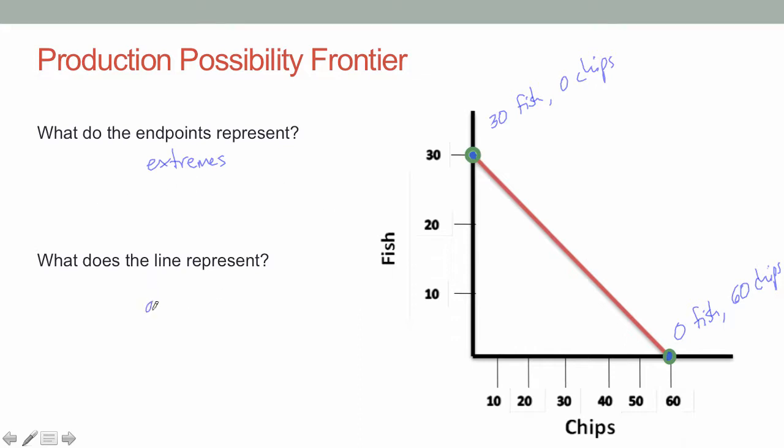The line represents all the combinations of goods. Most business people don't want to produce just one or the other, but they try to find that sweet spot of what people want to buy. So maybe they say, all right, the best thing to do is to produce right here: 15 fish and 30 chips. Then we sell the most, we make the most money. That might be the most ideal situation. But the line represents all the combinations of the 2 goods.